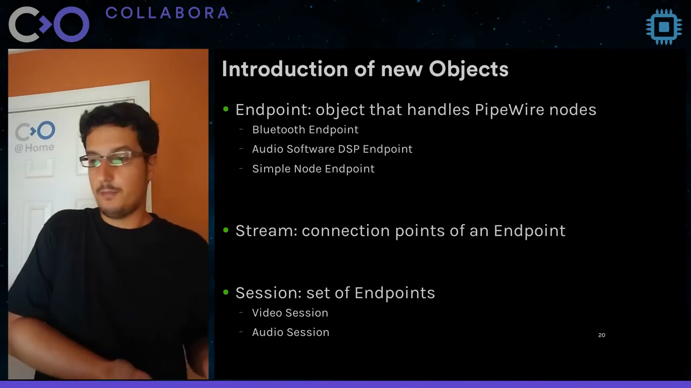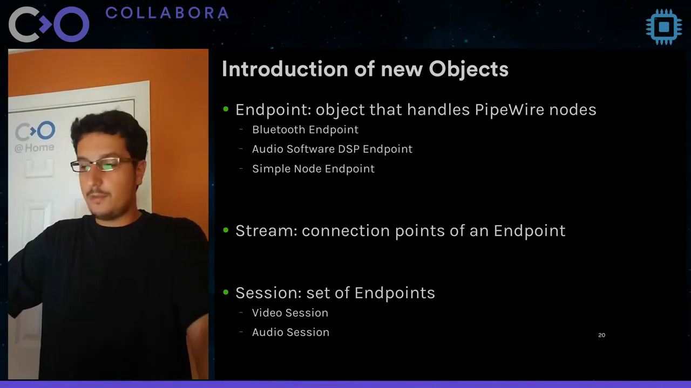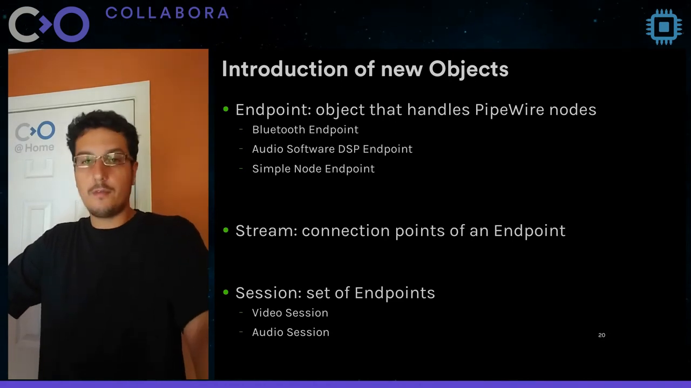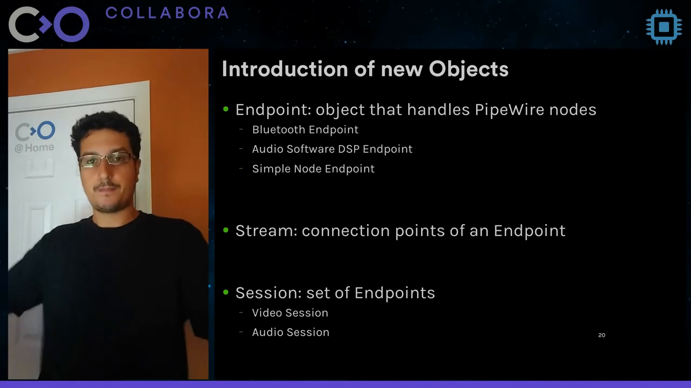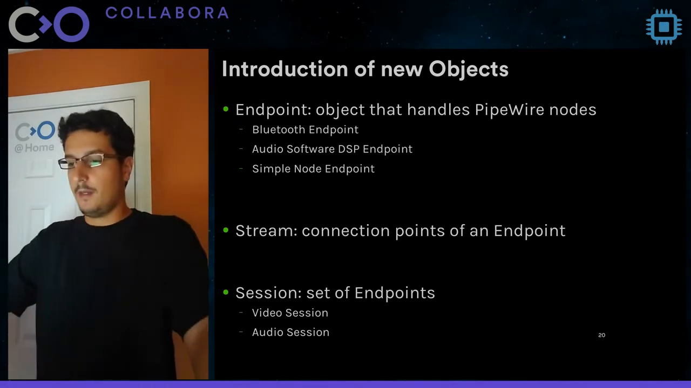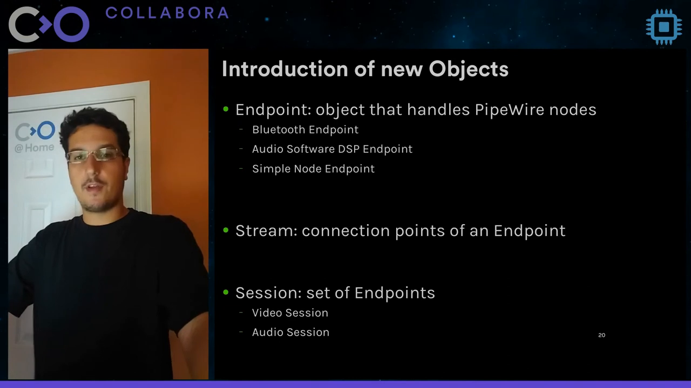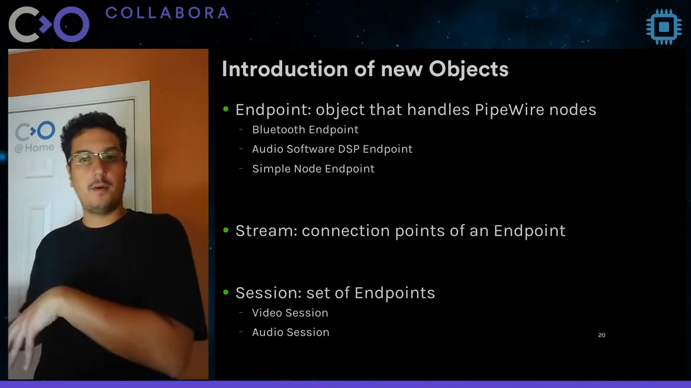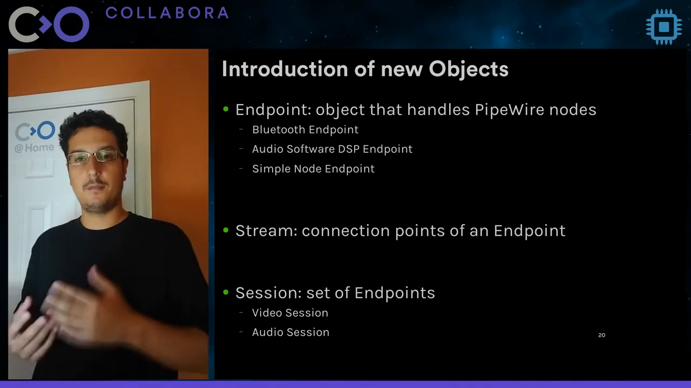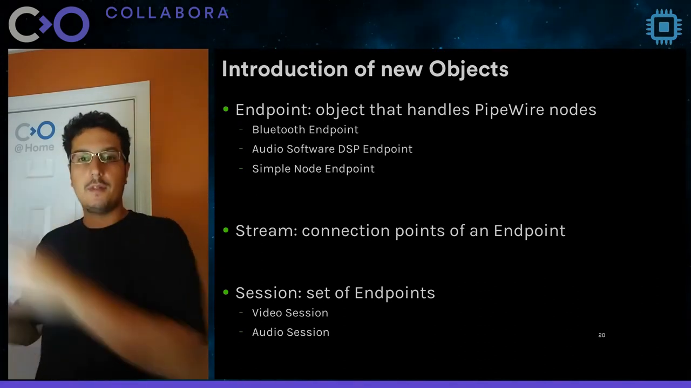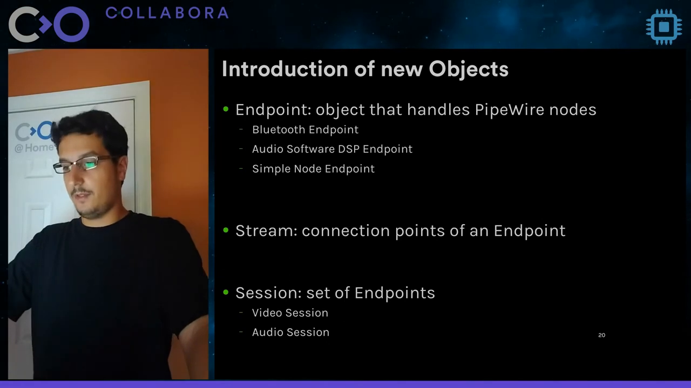They just need to connect to the specific endpoint stream. And this is where the endpoint stream concept comes in. An endpoint stream is essentially a connection point for an endpoint. It's like a port for a node, it's like a port for an endpoint, sorry. And finally, we have also the concept of sessions, which is a set of endpoints. This is also important because it makes it easy to grant permissions to just a group of endpoints, instead of just one by one.